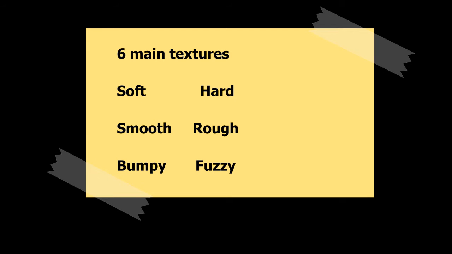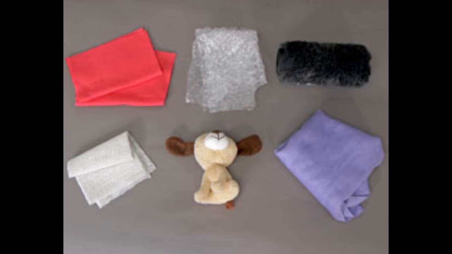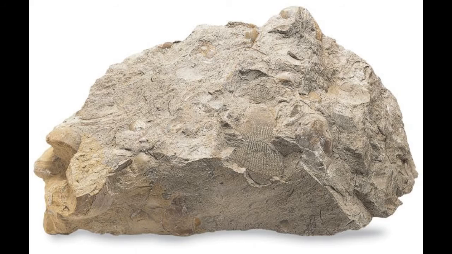There are 6 main textures we're going to talk about: soft, hard, smooth, rough, bumpy, and fuzzy. Soft can be used to talk about textures like fabric, like a really comfy shirt, or even flower petals. Soft is usually something that can even squish in your hands. Hard is used to describe something that doesn't really change when you touch it, like a rock, for example. You could squeeze that rock, but the texture stays hard and solid.